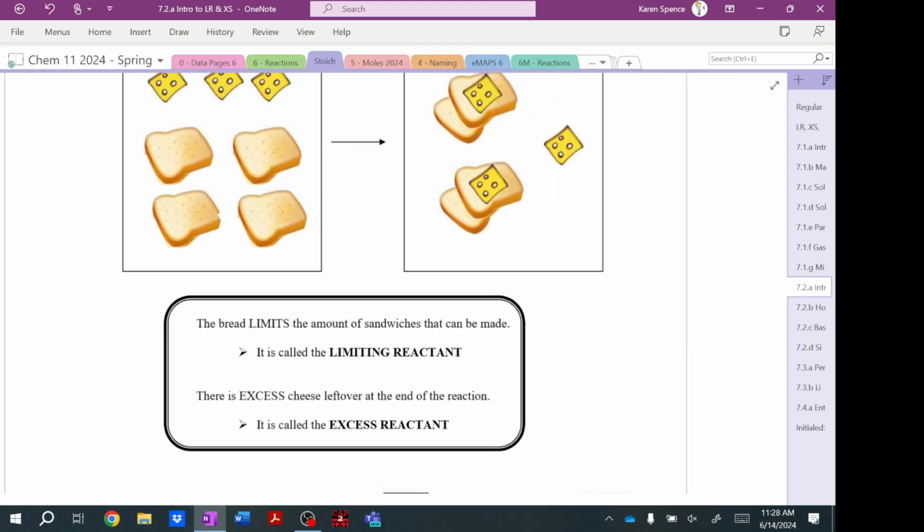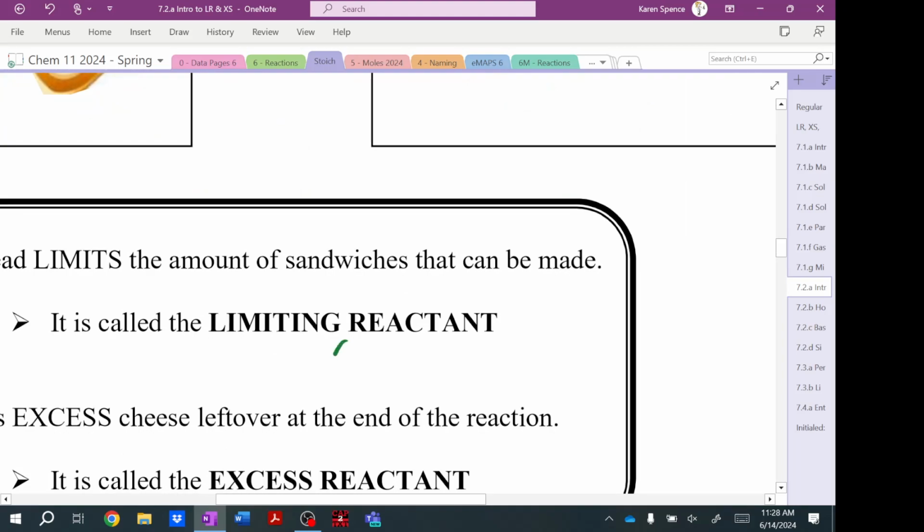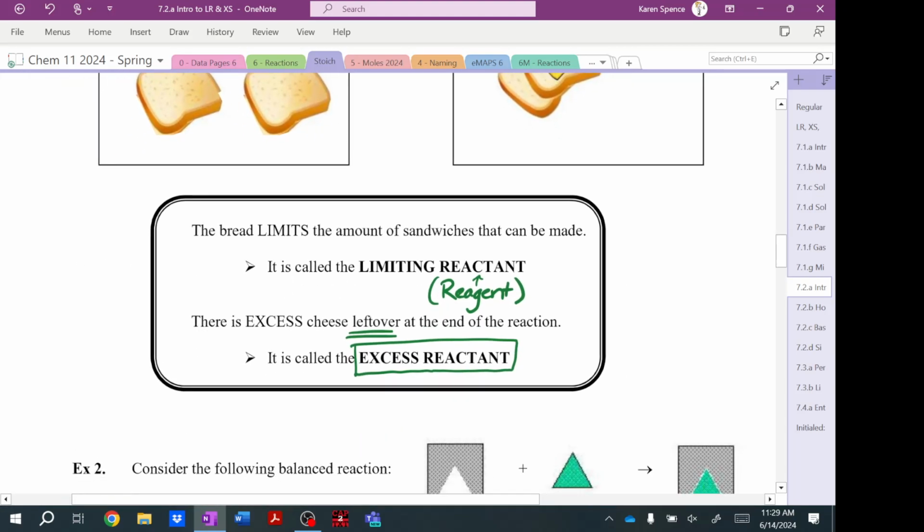So the bread limits the amount of sandwiches. It's called the limiting reactant. Sometimes you will hear it called the limiting reagent. A reagent is just a different word for a reactant. Okay, so don't get scared if you hear that word. It just means reactant. Now we also have a name for the substance that is left over, and it is called the excess reactant because we have an excess of it. We have more than enough. Okay? So the one that has leftover is called the excess reactant.